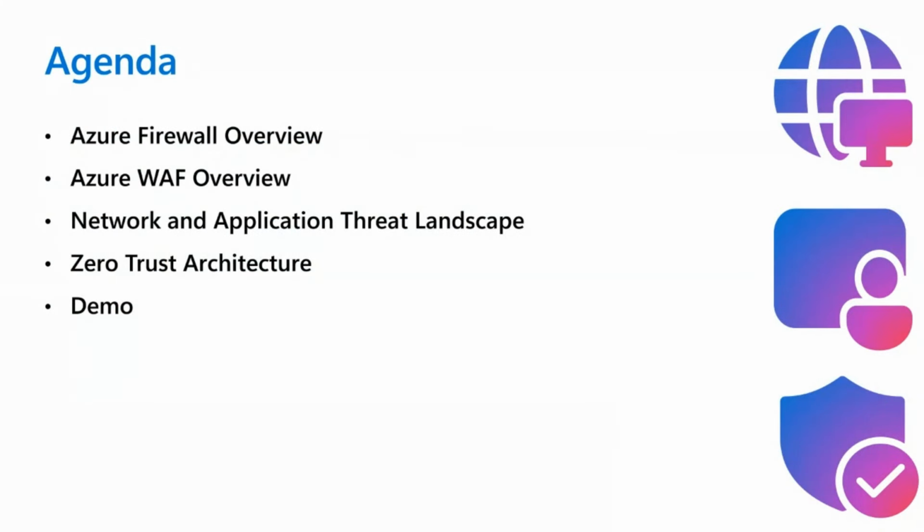So let's get started. Here's the agenda for today's session. We'll start with Azure Firewall overview, and then we'll cover the WAF overview. Then we'll also briefly discuss the network and application threat landscape. Then we'll talk about the zero trust architecture. And finally, we'll demonstrate some of the scenarios. So let's get into the topic.